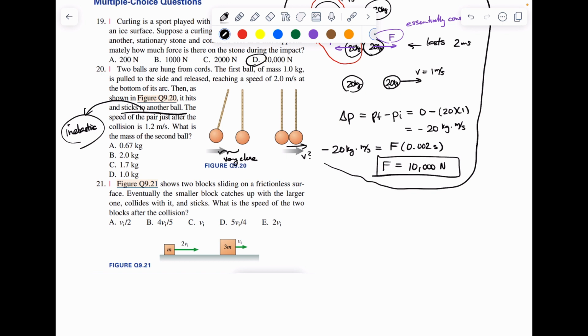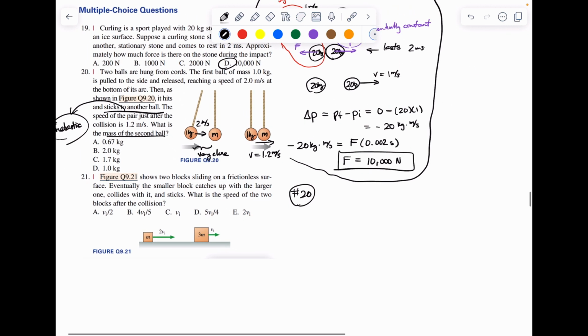Oh, sorry, they tell us that. They tell us the speed. My bad. The speed of the pair just after the collision, this velocity, is 1.2 meters per second. Okay, cool. And we should also point out this speed is 2 meters per second. Awesome. What is the mass of the second ball? Interesting. So we'll just call that mass m, but we know the first ball has a mass of 1 kilogram. This is for number 20.